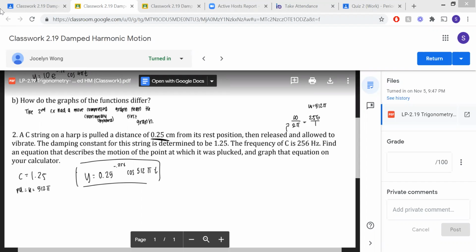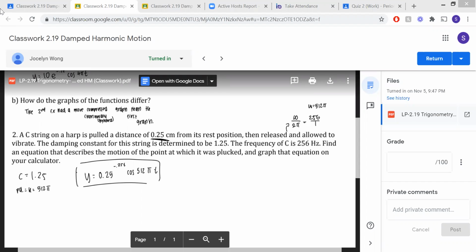Then the period, which I found by putting omega over 2 pi and making it equal to 256, and then omega was 512 pi. And the amplitude is set, since the harp was pulled a distance of 0.25 centimeters from its rest position, so I'm assuming that's the amplitude. So I just put it in, and the answer should be 0.25 e to the negative 1.25 t, cosine, 512 pi t. I'm not sure if it's cosine or sine, but I put cosine.